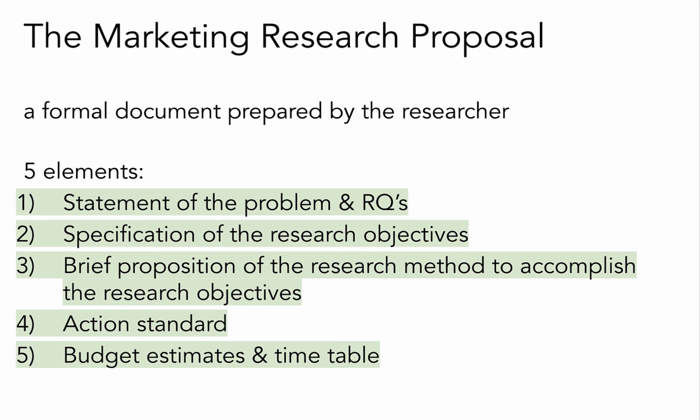The marketing research proposal consists of the following main elements. First of all, statement of your problem and research questions. Second, specification of your research objectives. Third, a brief proposition of the research method that you plan to use to accomplish your research objectives. So, for example, saying, through survey research, we plan to blah, blah, blah. Fourth, there is an action standard. And then lastly, which I hadn't mentioned yet, but is usually part of it as well, are budget estimates and a timetable. So this makes up a marketing research proposal.